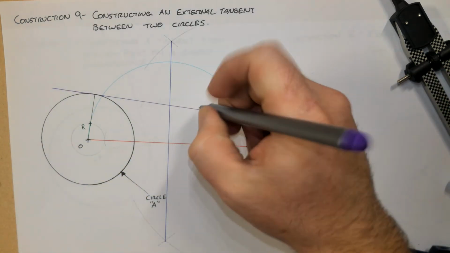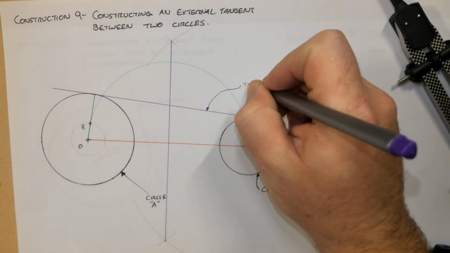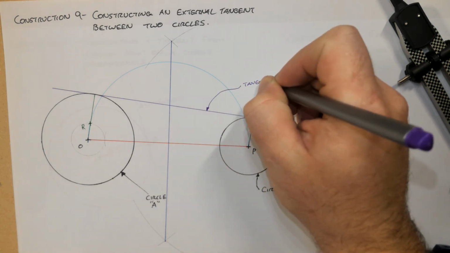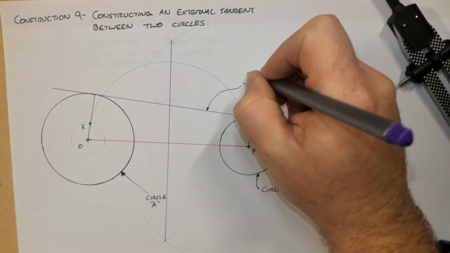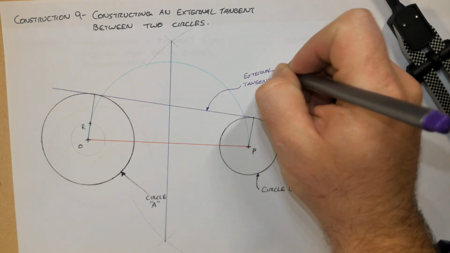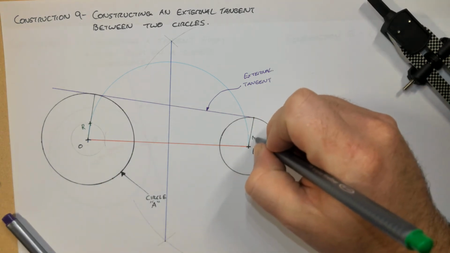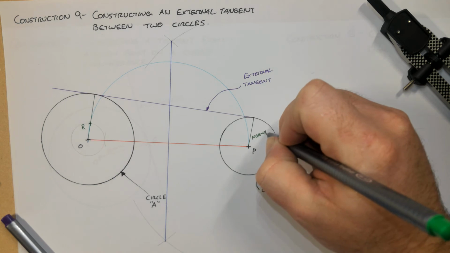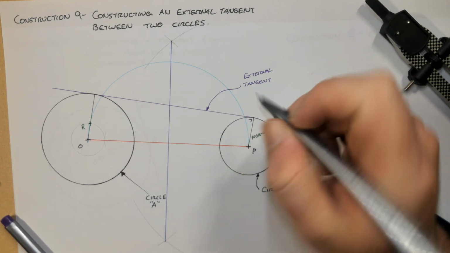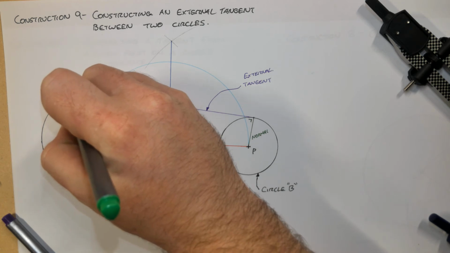Should have extended it there. So here is my tangent, my external tangent, I should say. And I have my normal, which is perpendicular, and my other normal, which is also perpendicular.